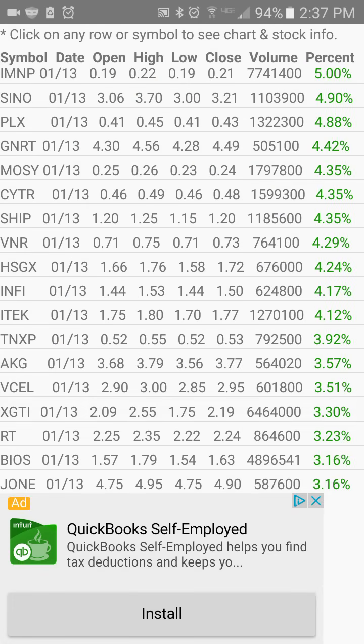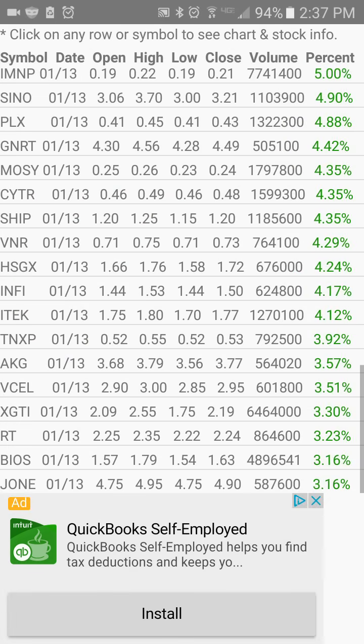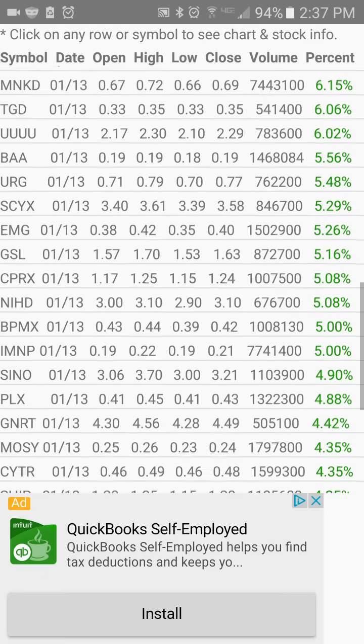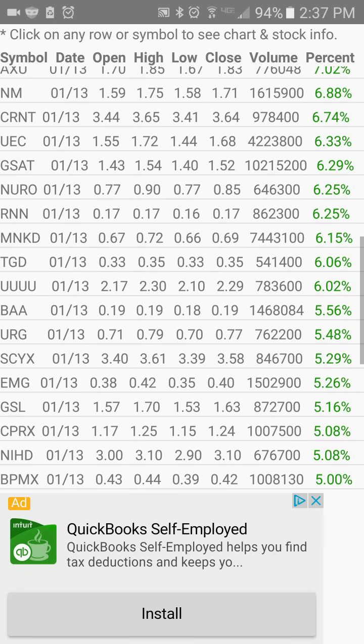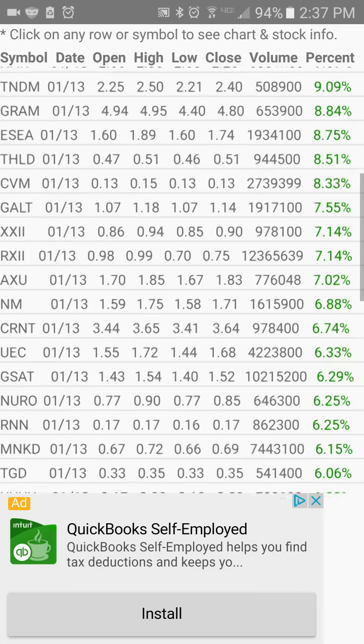XGTI is the next one with 6 million volume, and this already looks bad. It's just a flat graph. I just hunt through this list. You've got to look at the ones that you think are worth your time. I'm not going to try to buy every single one of these. I'm just looking for something specific.